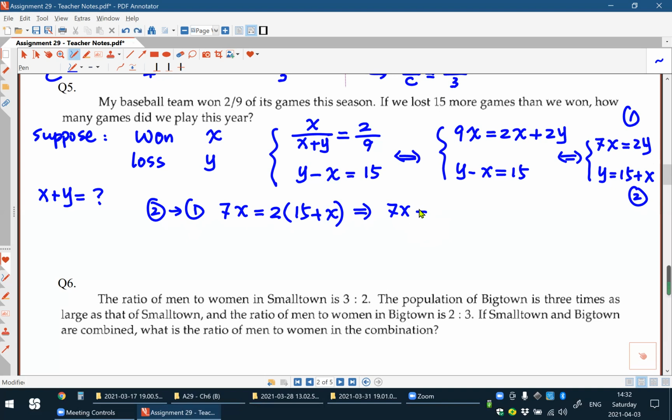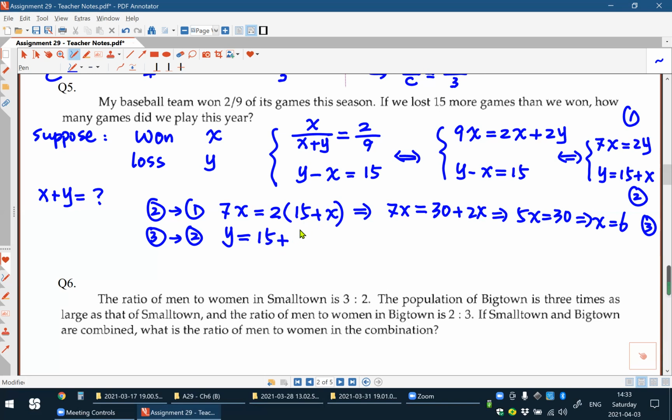That is 7x equals 30 plus 2x. So that means 5x equals 30. So x is 6, right? Let's call this equation 3. And then we can put equation 3 into equation 2 to get y is actually 15 plus x, which is 15 plus 6. And y is 21. So x plus y is 6 plus 21, which is 27.